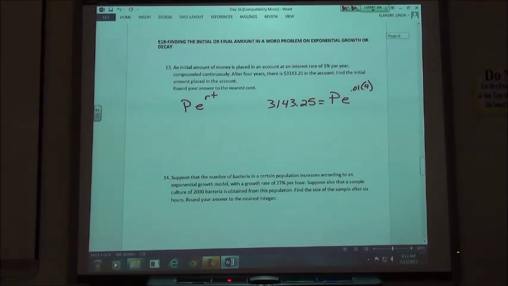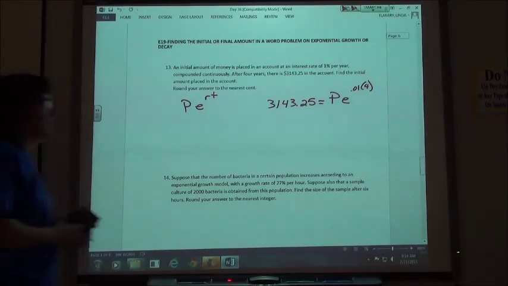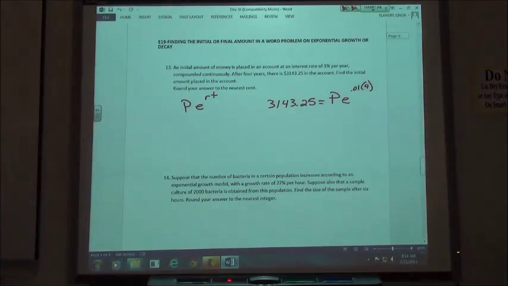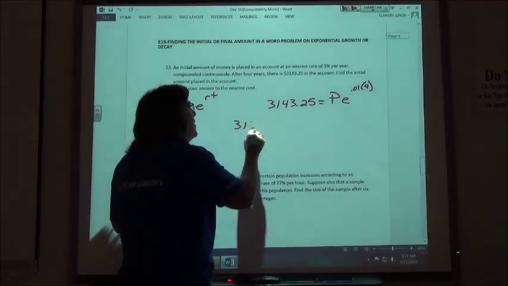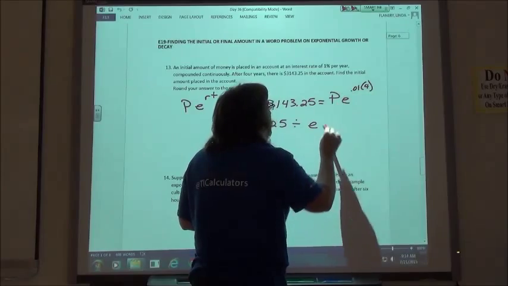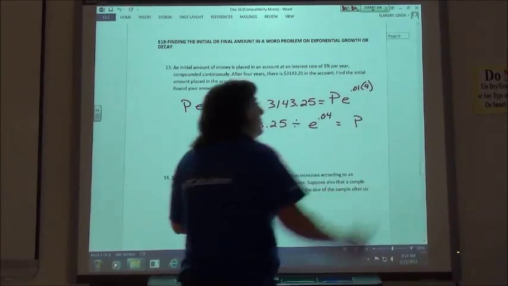So if I want to solve that for P, what would I do? If I want to get the P by itself, how would I move that to the other side? Divide, exactly. I'm going to divide by that. So I'm going to take $3,143.25 and divide it by e to the, if I just multiply that out, 0.04 power.